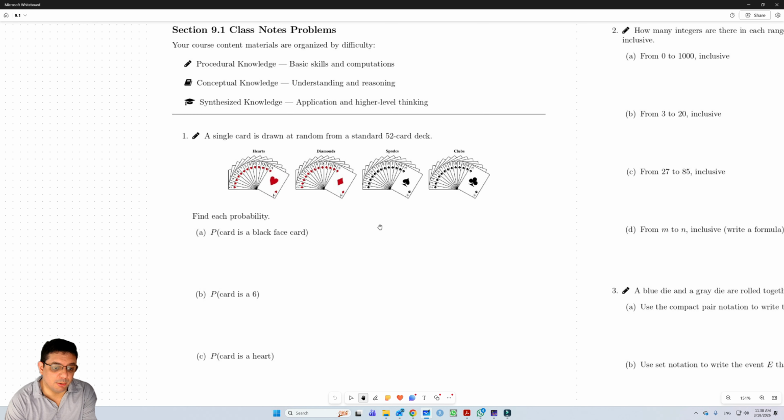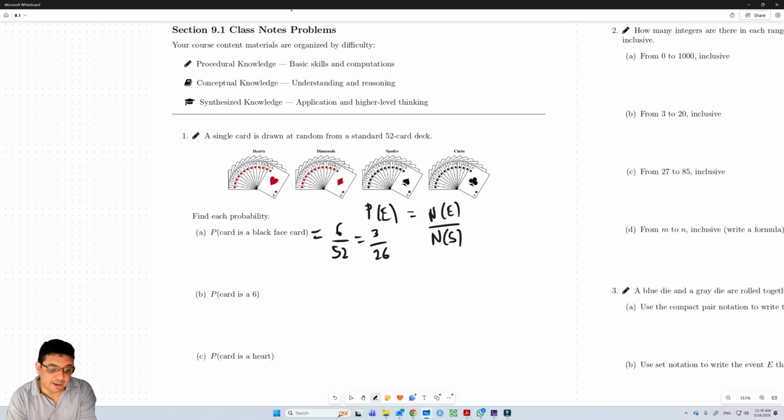So for example, here, find each probability. The probability that a card is a black face card. Remember that we're going to be using here the probability of a particular event as the number of times that event occurs over the number of the total sample space. So in this scenario, the number of black face cards will be 6. We have J, Q, K in spades, J, Q, K in clubs, so we have 6 out of 52, and that simplifies to 3 out of 26. This is the way that we go over this type of card.